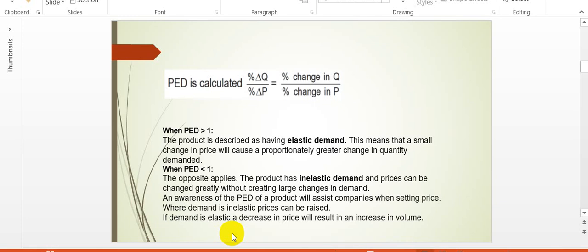So an increase in price where demand is elastic would result in the opposite, a decrease in the volumes demanded by customers.